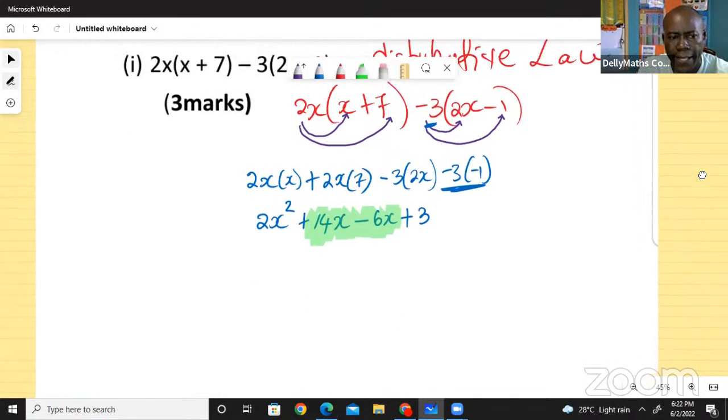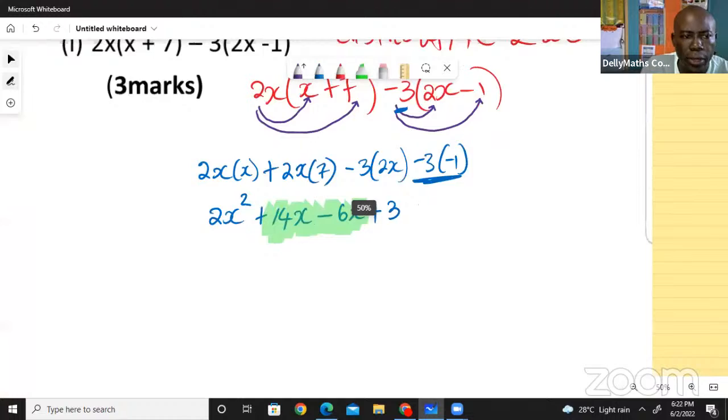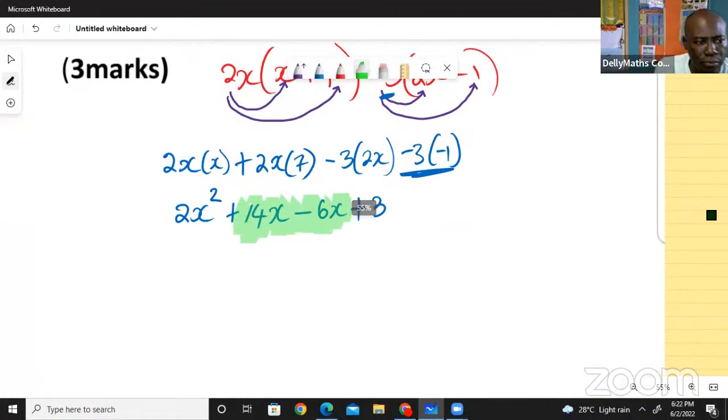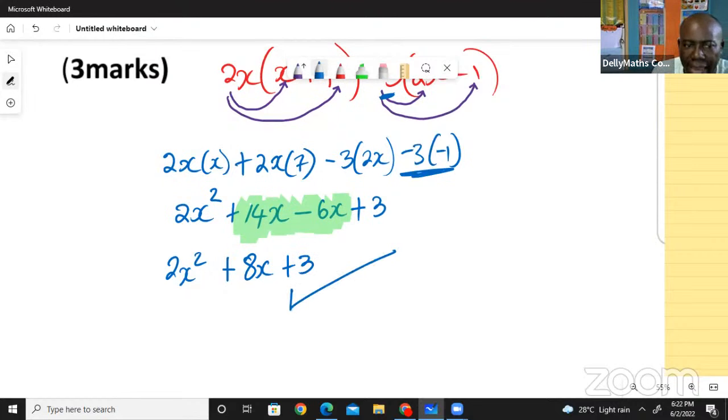All right, let us finalize. You will agree that we have to write back the 2x to the second power, because there is nothing to combine it with. But with the 14x and we minus the 6x, we're going to be left with positive 8x. And there's nothing for the number 3, we write it back. I am expecting that for the final answer. Take a look at it, see if you're comfortable.